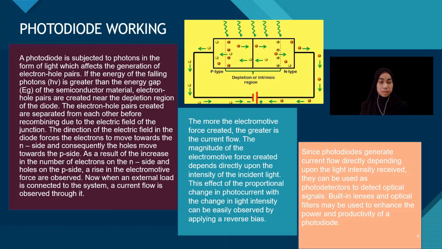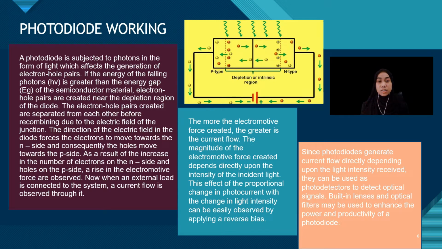For the next part, we will continue on how the photodiode works. A photodiode is subjected to photons in the form of light, which affect the generation of electron-hole pairs. If the energy of the falling photon is greater than the energy gap of the semiconductor material, electron-hole pairs are created near the depletion region of the diode. The electron-hole pairs created are separated from each other before recombining due to the electric field of the junction.